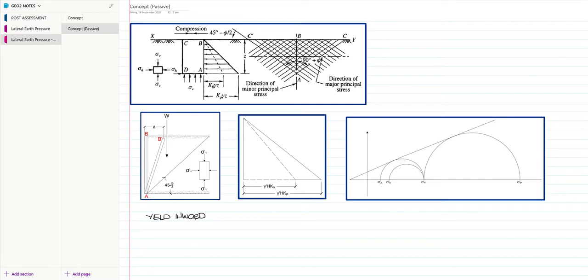So, other types of failure or other failure mode ng retaining wall natin is since nandun siya sa left side, as we can see, it is rotating clockwise. So, pag nasa left side yung retaining wall natin, our failure for the retaining wall is rotating clockwise. So, syempre, papasok yung retaining wall natin dun sa soil kasi nga nagko-compress yung soil natin.